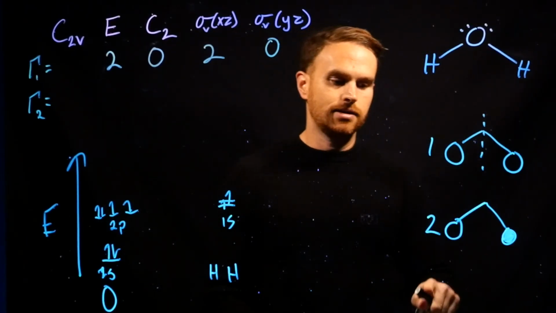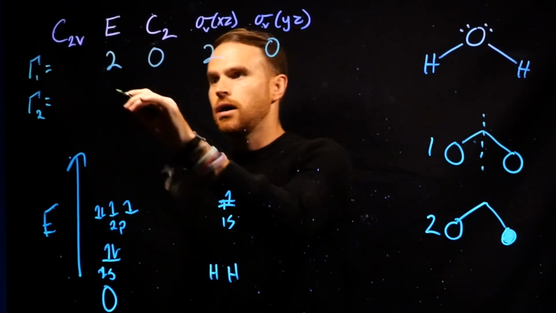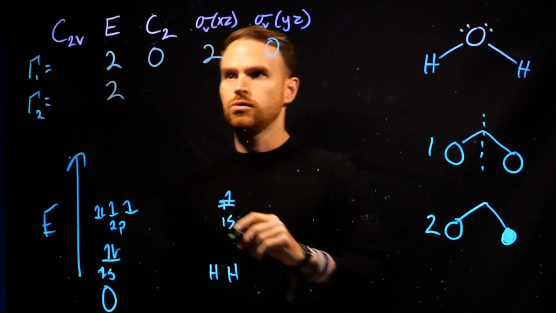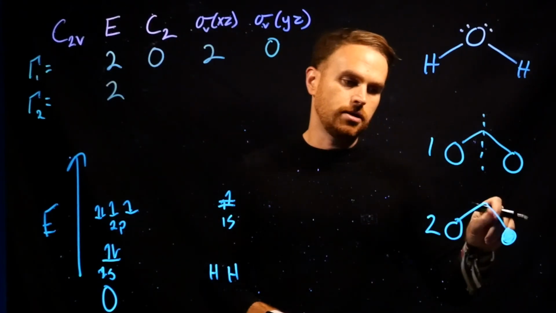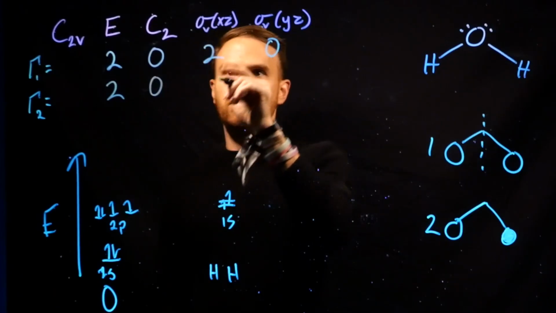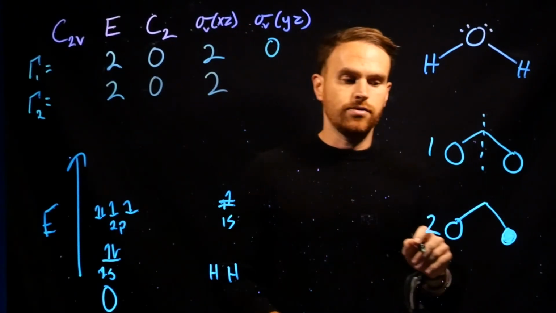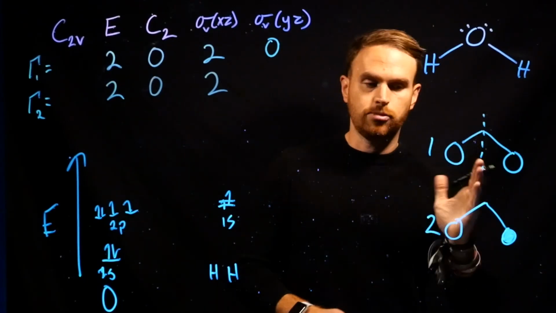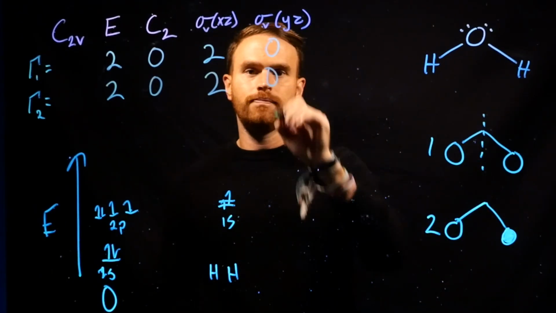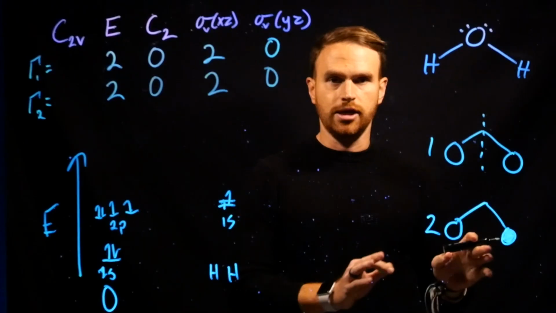Now looking at the second opportunity, identity gives us a 2. The C2 rotation, everything flips, so you get a 0. The sigma B and the XC, everything gets a 2 because everything stays the same. And in the YZ, very similarly, things flip, so you get a 0. And this would be our reducible representations for both of these.